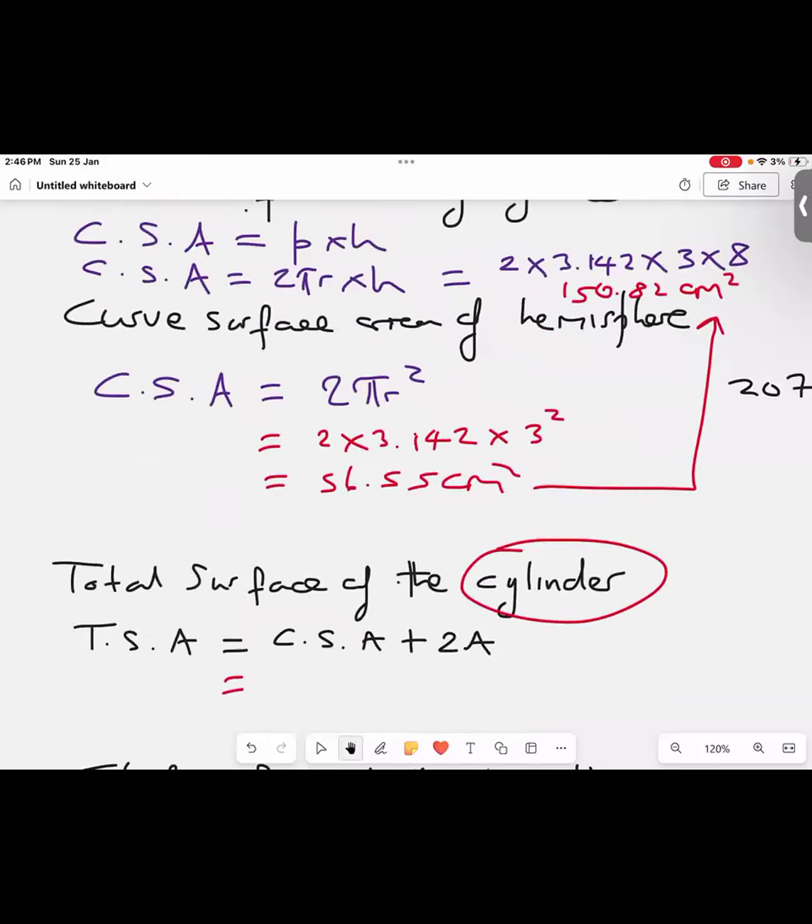Now, this part we're going to have to calculate. That's 2 times the area of the base. And we know that for a cylinder, the base is circular. So it's going to be 2 times pi r squared, pi is 3.142, and we know that the radius is 3, squared. All right? So that's going to be 150.82 plus, somebody can go ahead and multiply 2 times pi times r squared for me, please.